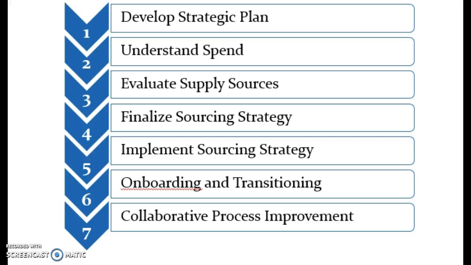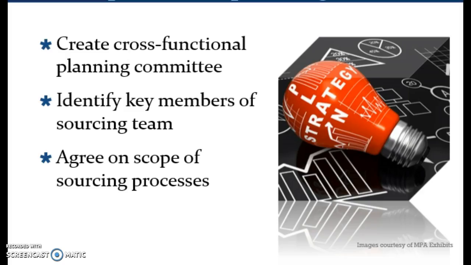The strategic sourcing process itself can be broken down into 7 key steps. These are: Step 1, develop a strategic plan. Step 2, understand spend. Step 3, evaluate supply source. Step 4, finalize sourcing strategy. Step 5, implement sourcing strategy. Step 6, onboarding and transitioning. And Step 7, collaborative process improvement. Let's look at each of these in a little bit more detail.